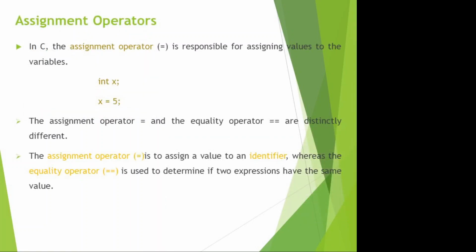Now, assignment operators. Single equal to sign is used for assignment operator. Suppose I want to store a value 5 to a variable x, then I will write x equal to 5. That means 5 is assigned to x. The assignment operator, which is denoted by a single equal to sign, and the equality operator, which is denoted by double equal to sign, are distinctly different. The assignment operator is to assign a value to an identifier, whereas the equality operator is used to determine if two expressions have the same value.